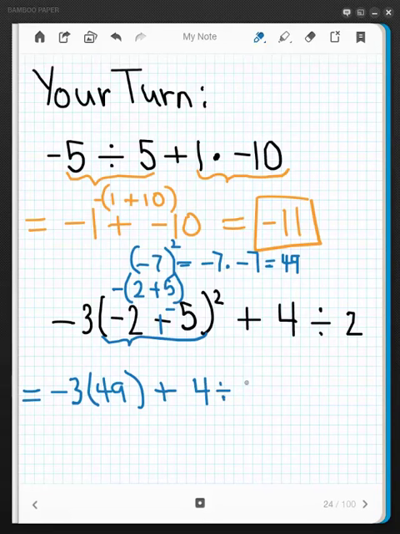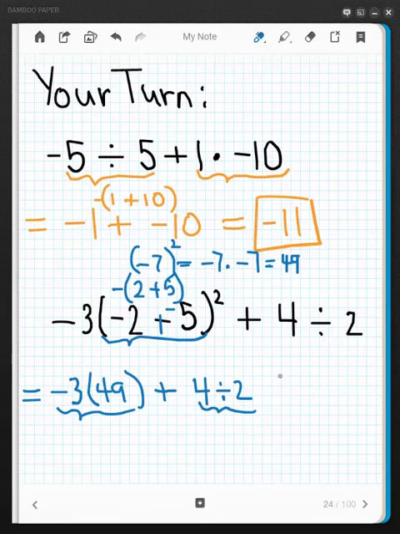That way, we're not dealing with so many things going on and I'm not confused about what I've done and what parts I still have to do. Now I can see my problem a little bit more clearly. So now I see that I have this multiplication problem and this division problem. Multiplication and division come at the same exact time in left to right order.